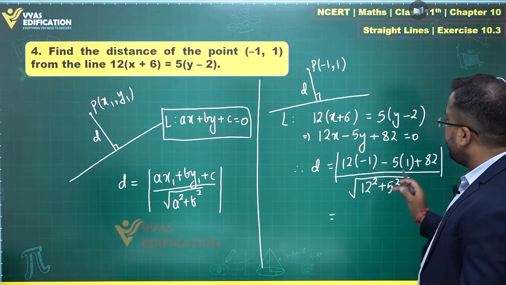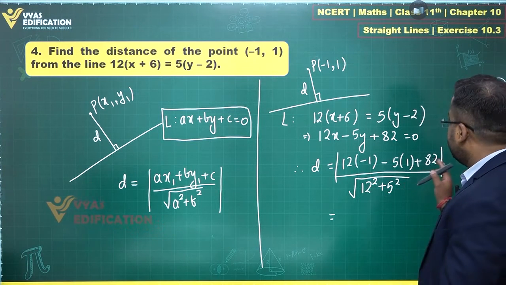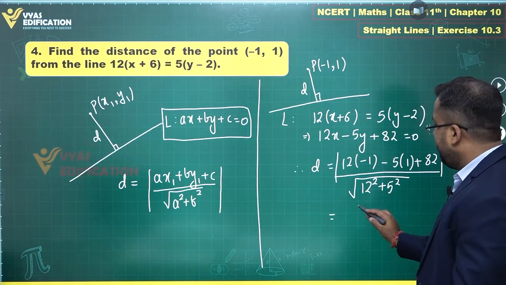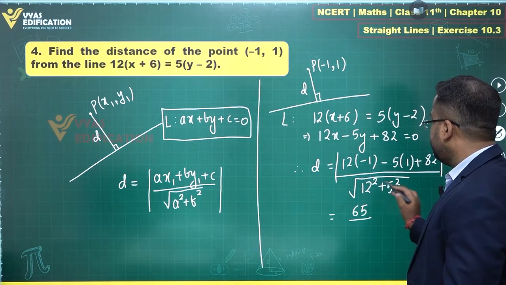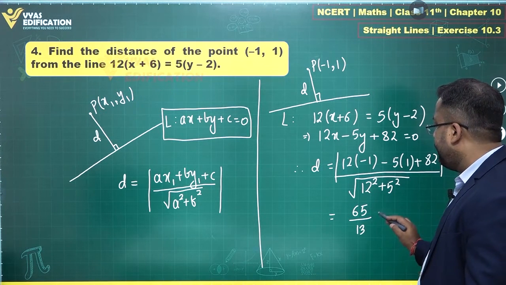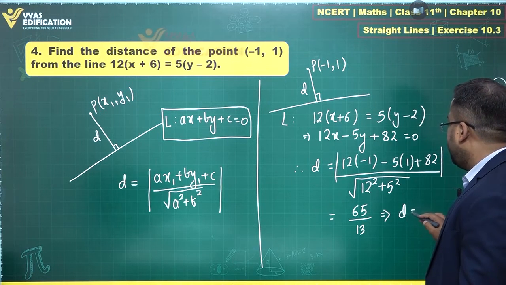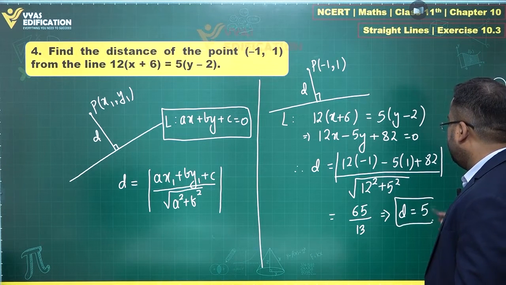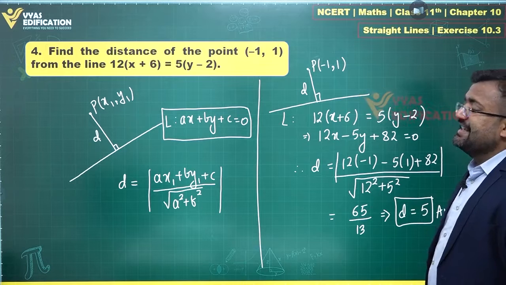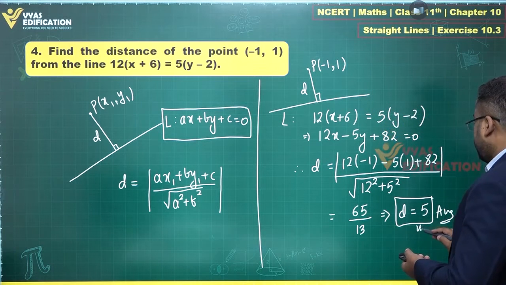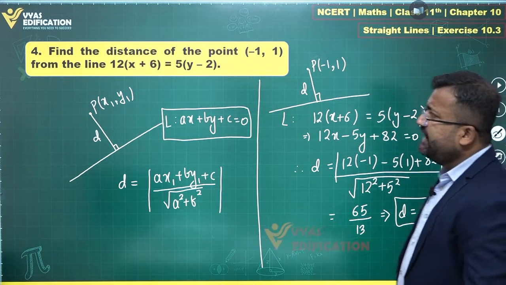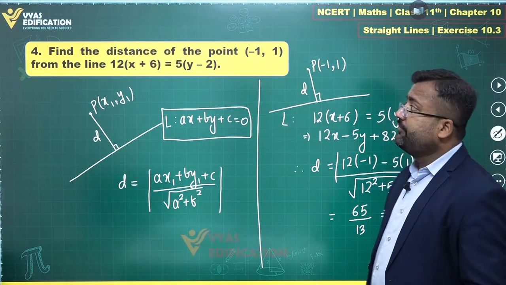This is minus 12 minus 5, which is minus 17. 82 minus 17 will be 65, and the denominator, as you may recall, these are Pythagorean triplets, right? This will be equal to 13, and this tells me d will be equal to 5. This is the answer of this question, as you can clearly see. Distance in terms of whatever units, so 5 units is the answer. This is a complete solution of this question.